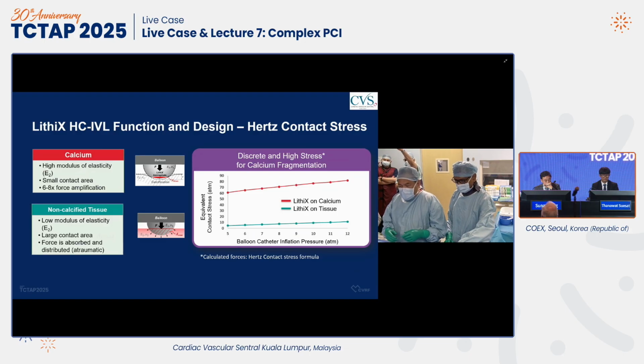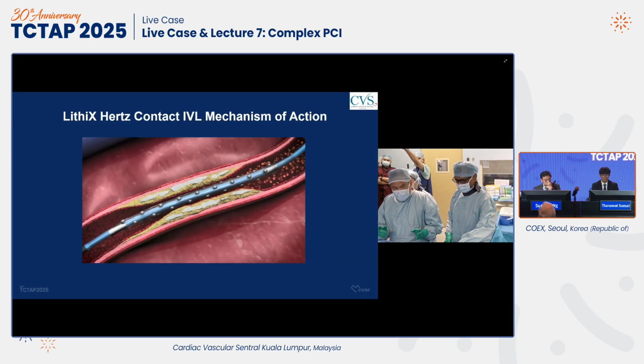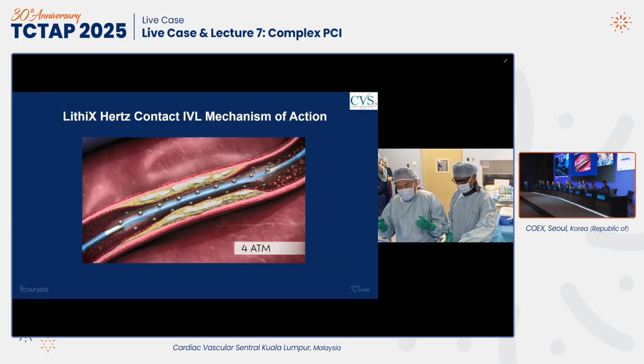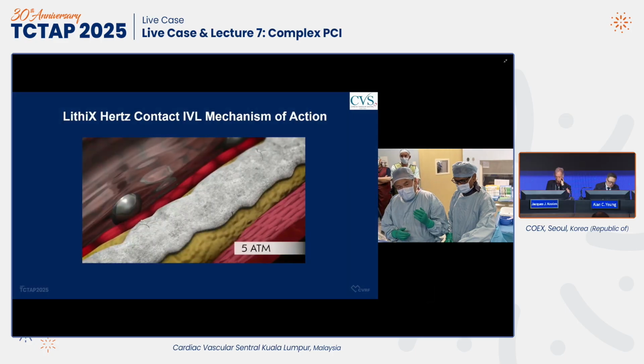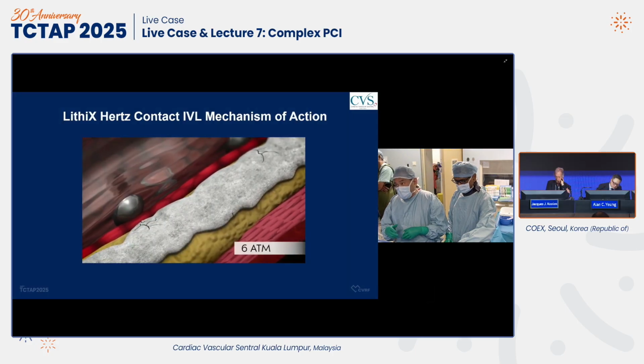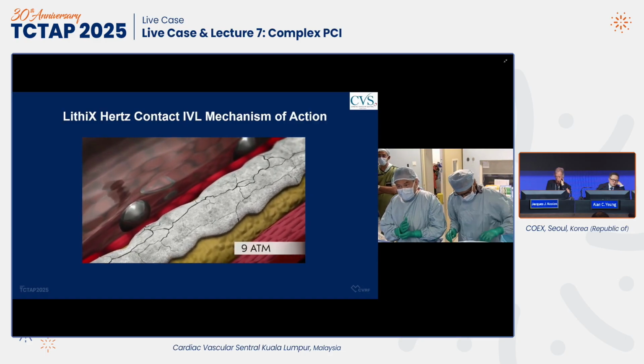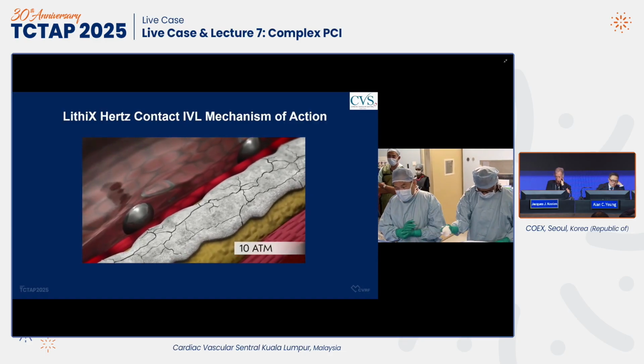Next. Let me just show you a short animation on the mechanism of action. So there you have it. It is being inflated to about 5 atmospheres. This is just a cartoon. And it does act on the proximal. And in fact, in the Pinnacle 1 study, it also shows that it can crack the deep medial calcification at the same time.